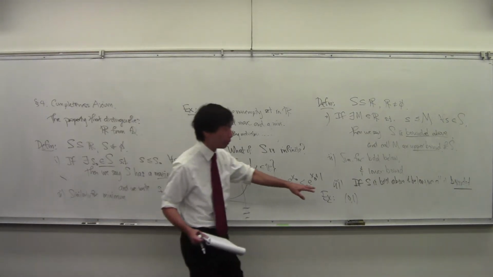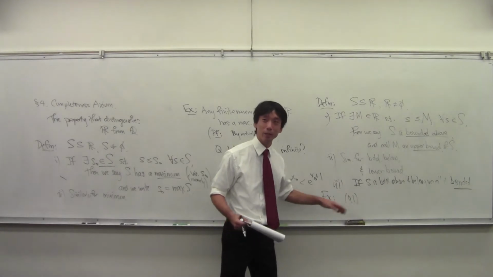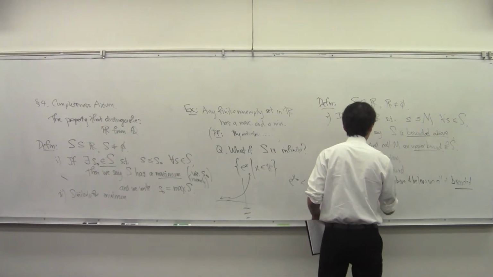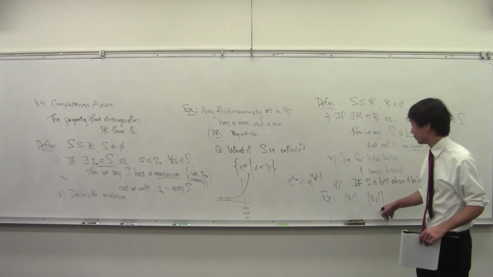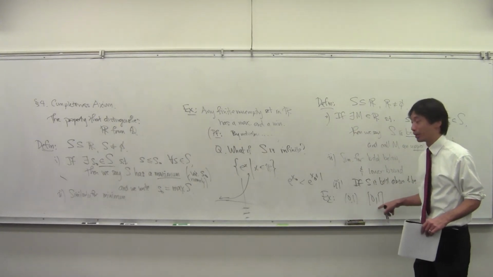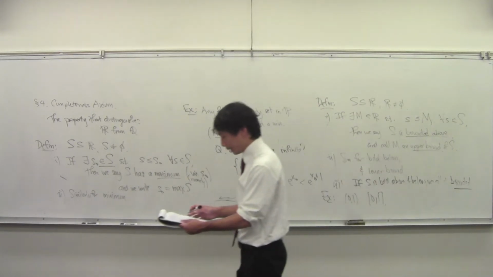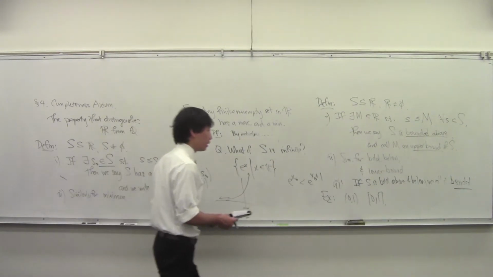This is the open interval (0, 1), so 1 is not in the set. If it's the closed interval like this, then it does have a maximum. 1 is the maximum, 0 is the minimum. But this one doesn't have a max, it doesn't have a minimum.